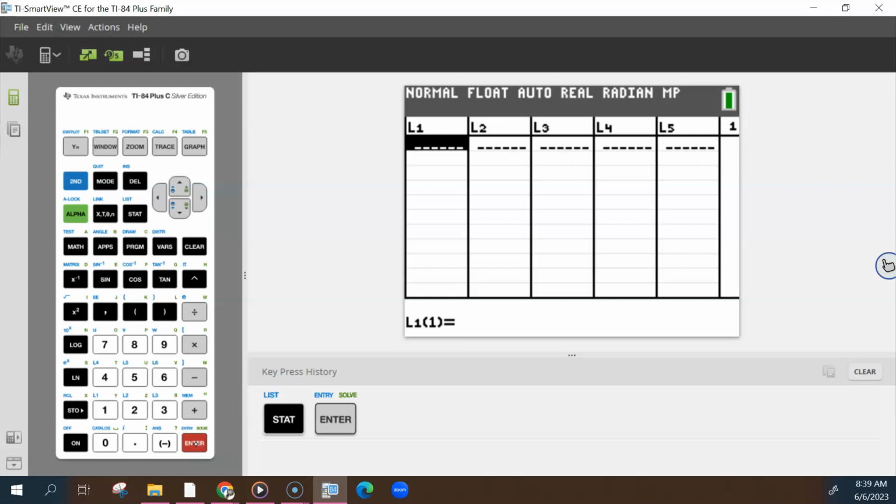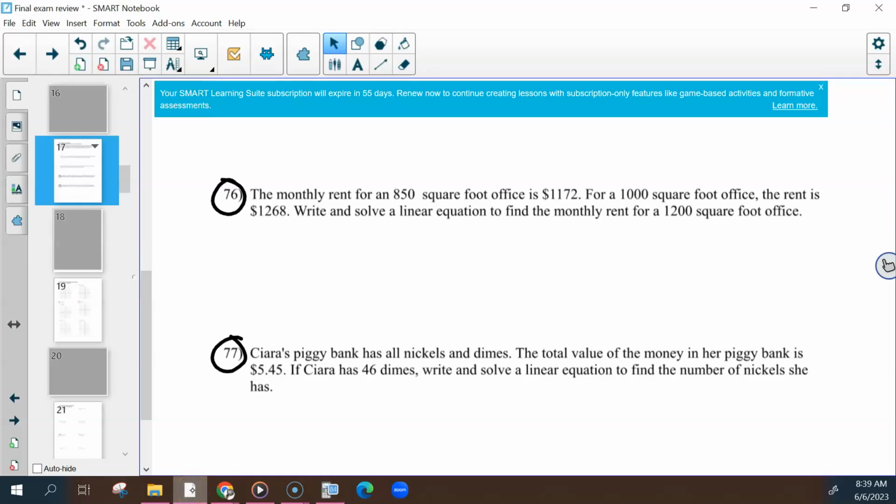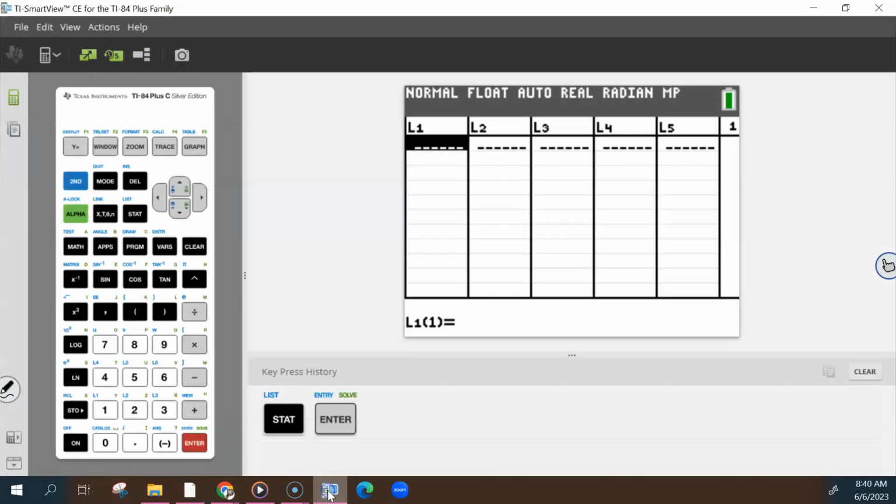We are going to put in the numbers given, but you need to know which one is which. In this example, these word problems are either set up in y equals mx plus b, or you have two different things and you're comparing them. If you have a certain amount of square footage, it costs a certain amount. So this is like your input and output, where you're not given an M or a B, and our goal is to find those things. So in your STAT edit, you're going to put 850 and 1000 in for L1, or your X's, and 1172 and 1268 in L2 for Y's.